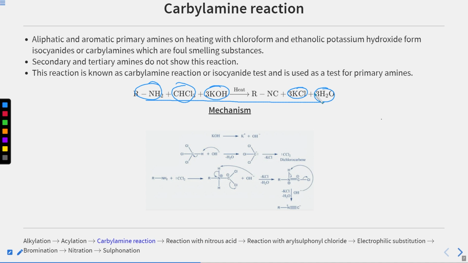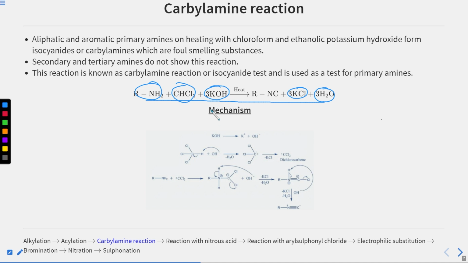Now this reaction is only given by primary amine. So it can be used as a distinguishing test for primary and other amines. So if you have a primary amine, then only it will give this reaction. Now, how does this reaction go?